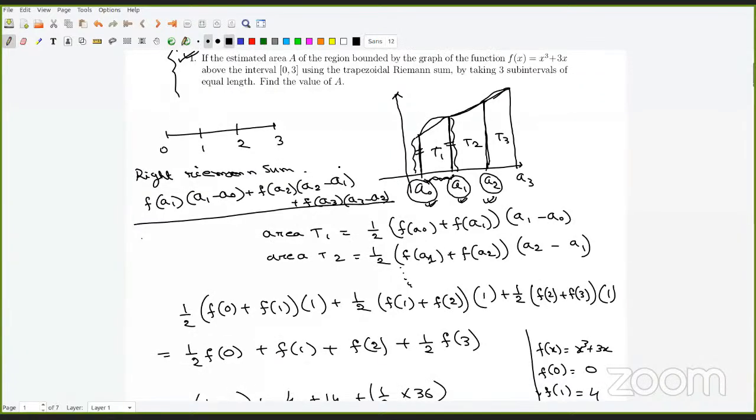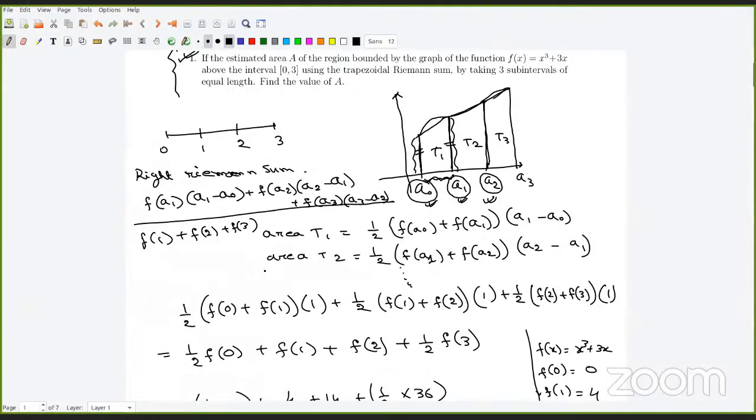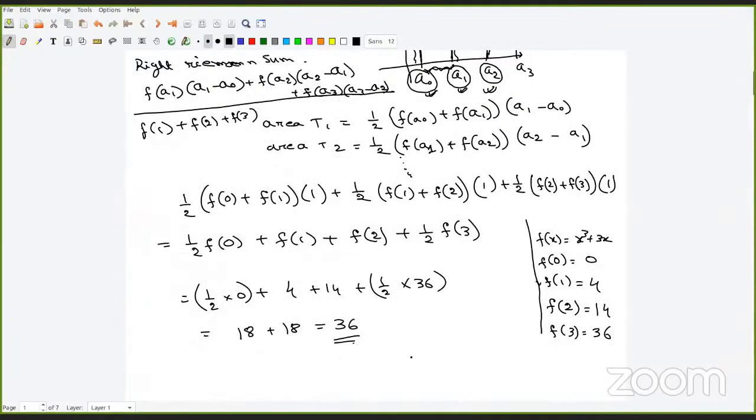Sir, here, will you please calculate the value of this right Riemann sum? You tell me what will be the value of this right Riemann sum? It will be quite less as compared to the answer that we get with the trapezoidal. If I am calculating the right one, so the first value is F1, right? F1 plus F2 plus F3. That will be the value. So here, if you can see, this is 4 plus 36 plus 14, plus 4, right? So it is 54. Okay.